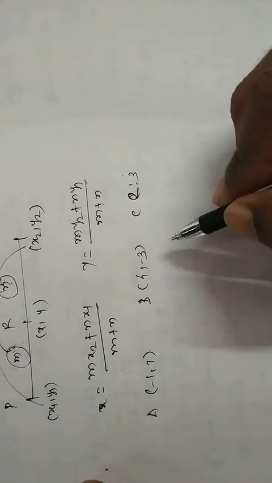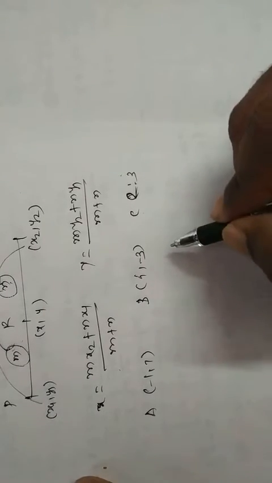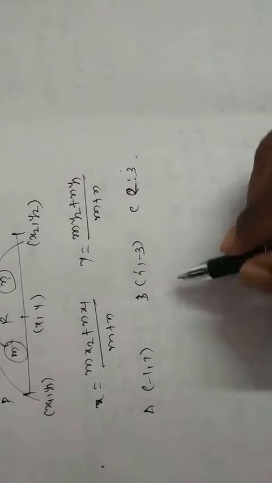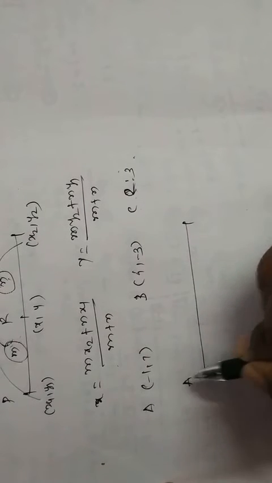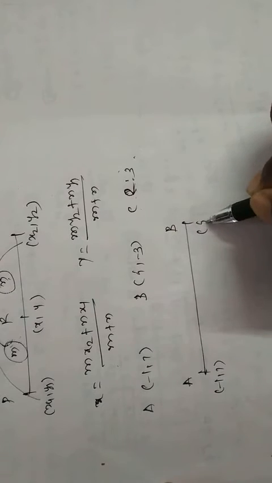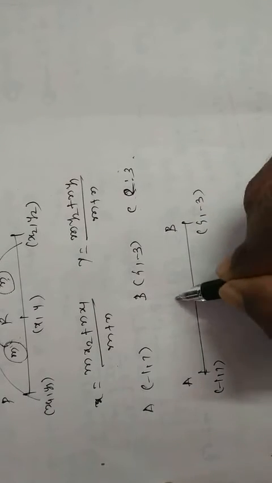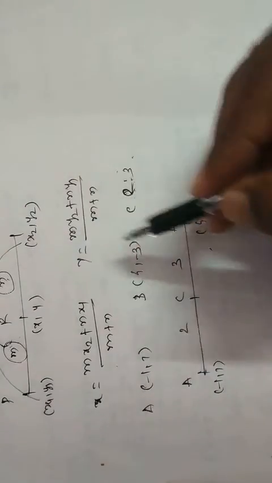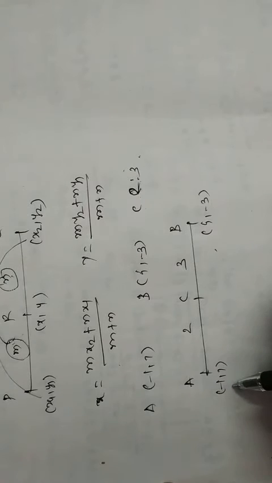Then find the coordinate of C, if C divides AB in the ratio 2 is to 3. Let us take this in graphical form. What is A? It is (-1, 7). What is B? It is (4, -3). This is C, and the ratio is 2 is to 3.